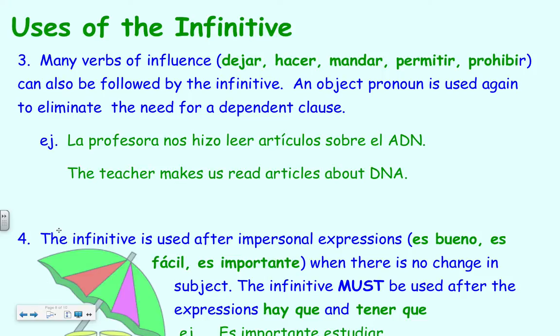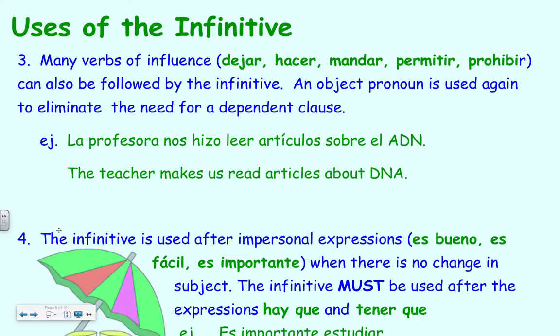Okay, part 3, verbs of influence. These are almost like indirect commands. We've got dejar, hacer, mandar, permitir, prohibir. And these are going to be followed by an infinitive, and you're going to do the same thing we just talked about with the verbs of perception. You're going to use a pronoun with them, an object pronoun, and that tells you who you're having do these things. Let's look at our example.